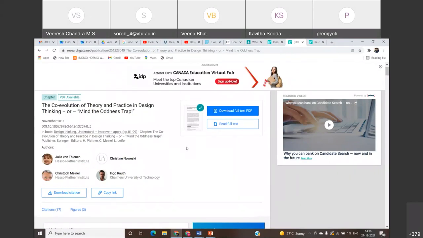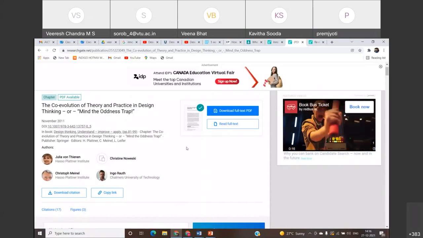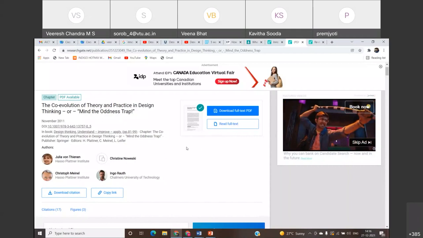You can search for many such papers, because we all know there is no prescribed textbook for this, right? Many of the senior most professors are trying their level best to bring a book with respect to the syllabus. It may take time, but we have to start teaching now. Students are already there in the institution, so we have to start teaching. So how to teach? These are certain methods which I'm just telling you. The co-evolution of theory and practice in design thinking, or mind the oddness trap, will give you the complete information about the theory and practice which go hand in hand in design thinking.